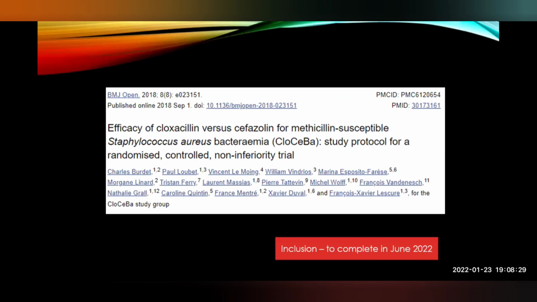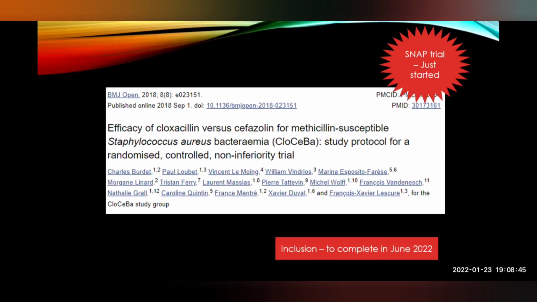There was no head-to-head comparison or randomized controlled trial. So this is one trial, a placebo trial, where they are looking at the efficacy of cloxacillin versus cefazolin in MSSA. This is an ongoing study, and primary inclusion will be completed in June 22. There is one more trial, the SNAP trial, the Staphylococcus aureus Network Adaptive Platform. They are looking at various combinations. First is MSSA treatment, cloxacillin versus cefazolin. Next, they are looking at the role of combination in MRSA. Again, this trial has just started, so these trials will help us in further refining our treatment of Staphylococcus aureus infections.